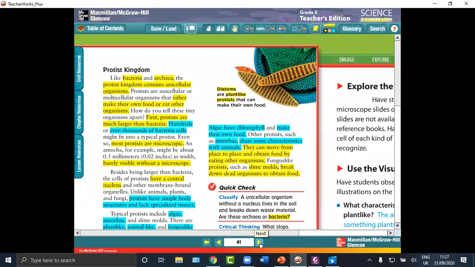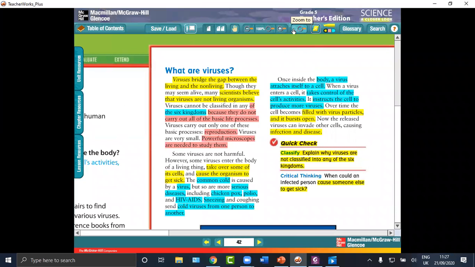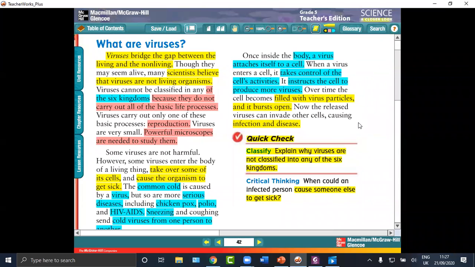Now turn to page 42. Page 42. You can put a highlight. What are viruses? Viruses are a bridge between living and non-living things. Yes, put the highlight.